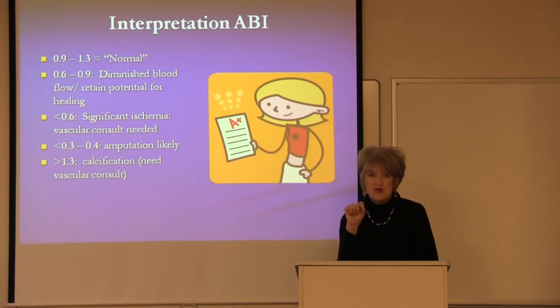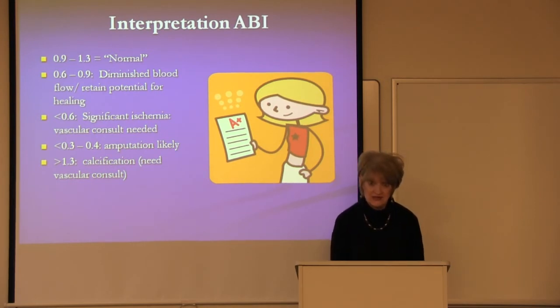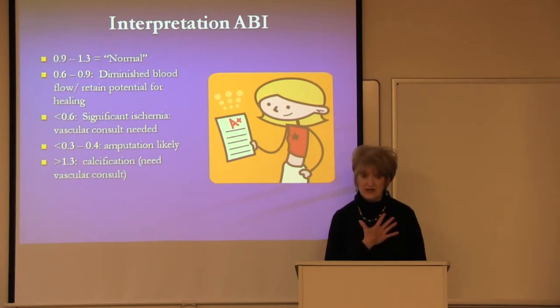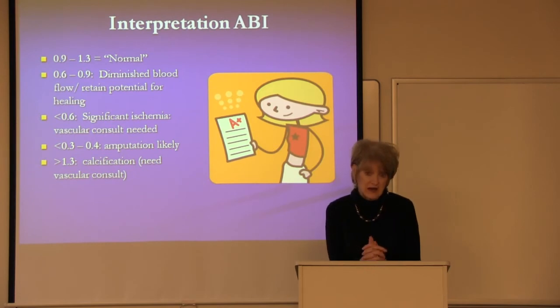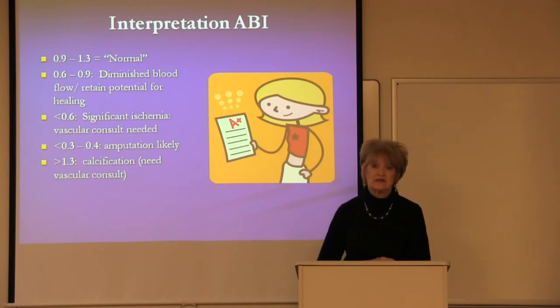If it's less than 0.9, but it's greater than 0.6, it's mild to moderate disease. However, anytime you have any degree of lower extremity arterial disease, you almost definitely have some significant coronary artery disease as well. And based on this, there's a push to encourage primary care physicians, family nurse practitioners, PAs, to use handheld Dopplers to check ABI in the office.